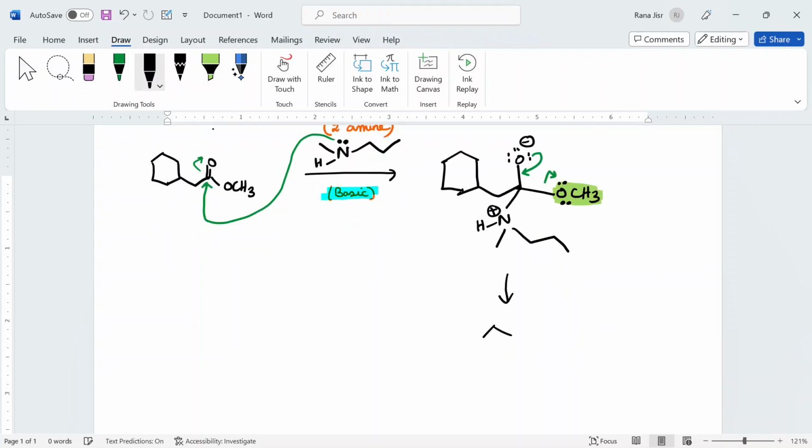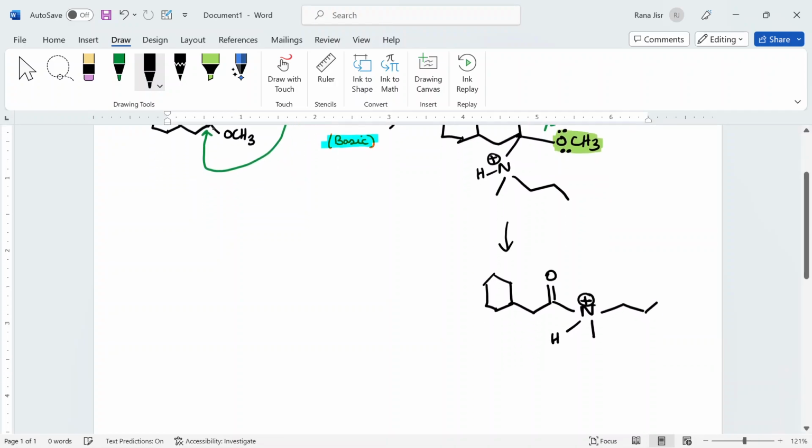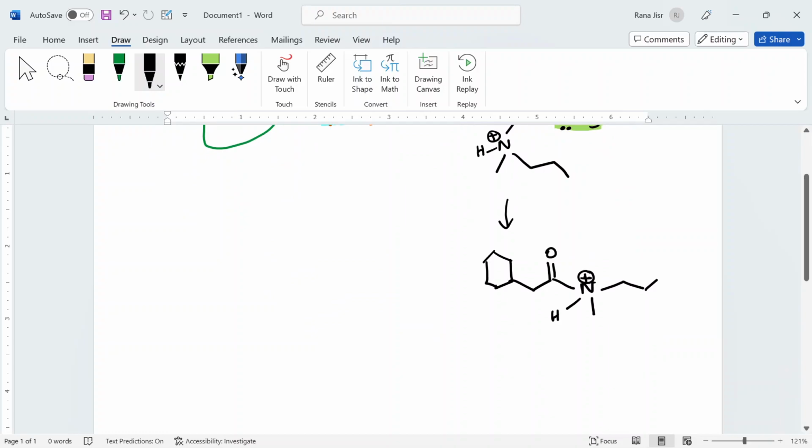And I will form a carbonyl back, and then the R groups on the nitrogen. And of course, I have a hydrogen over here with a positive charge on the nitrogen, plus whatever is left, which is the OCH3 minus. Always look at the medium that you are working with.